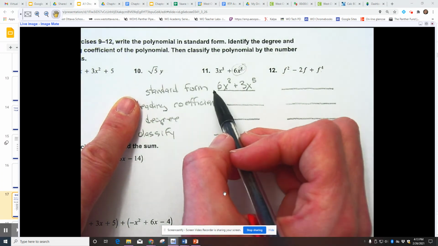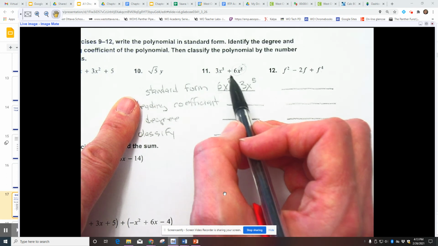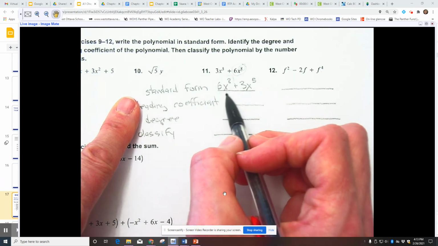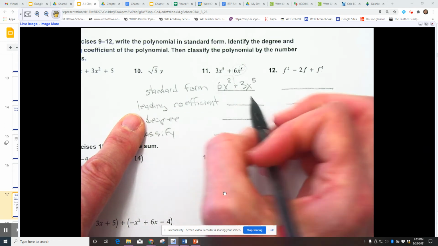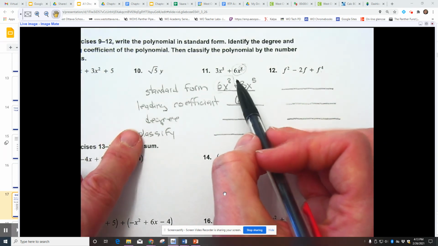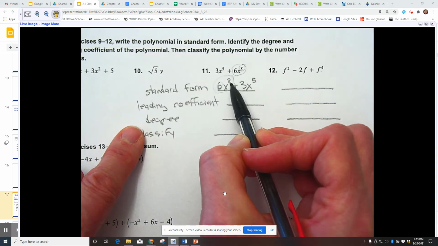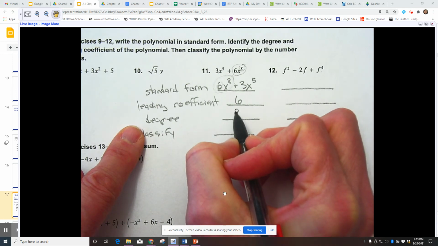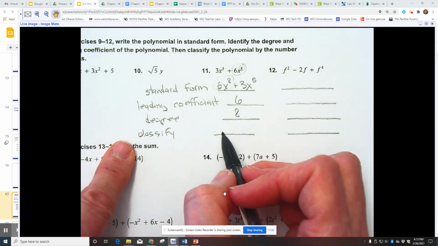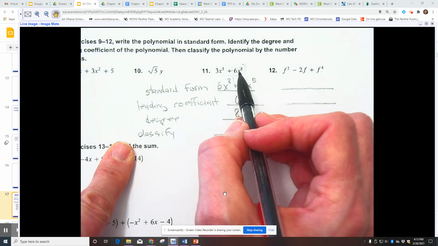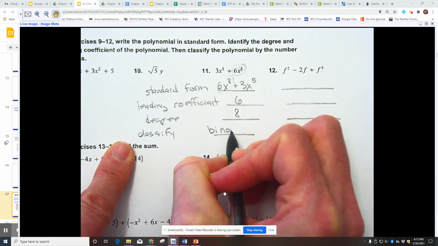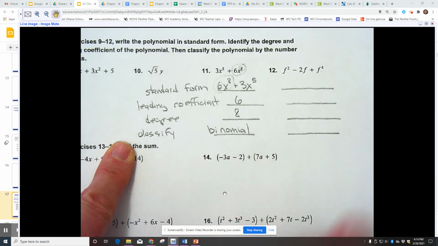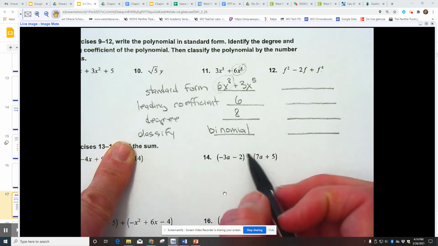Once it's in standard form, my degree and leading coefficient are going to come right from this first term. My leading coefficient, remember coefficient is a constant multiplied by a variable. So my leading coefficient is 6. Degree is an exponent. So my degree is 8. Classify it, I just need to count the terms. It has 2 terms, so it's a binomial. Think 2 wheels on a bicycle, binomial.